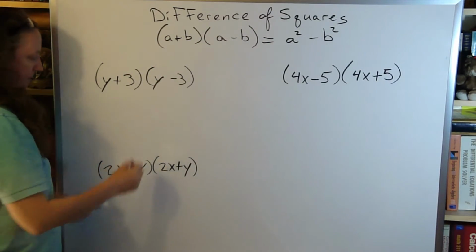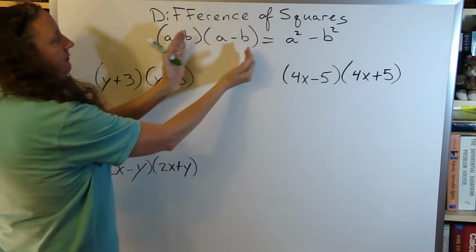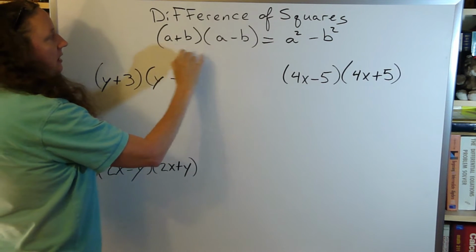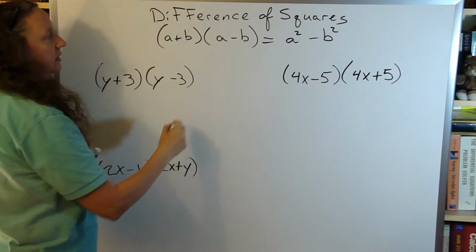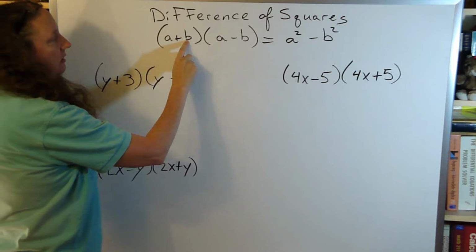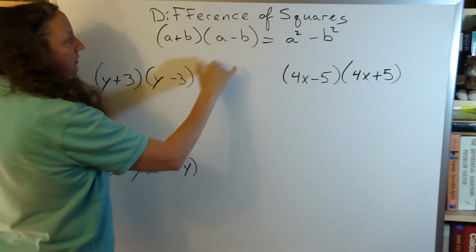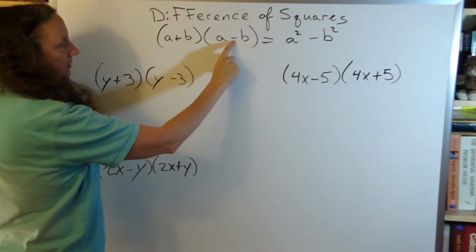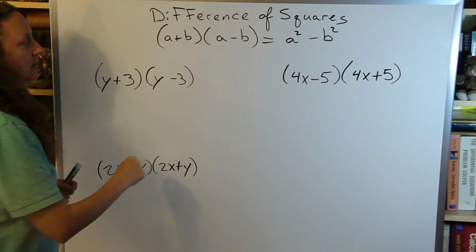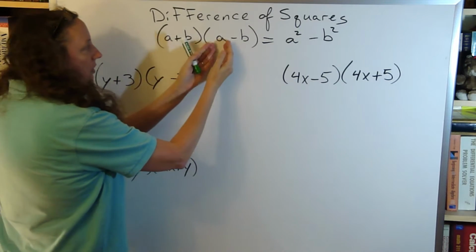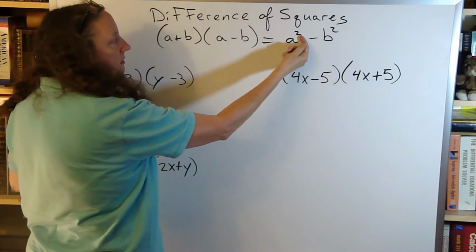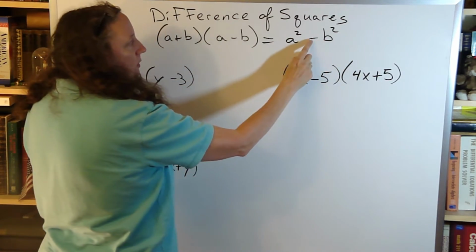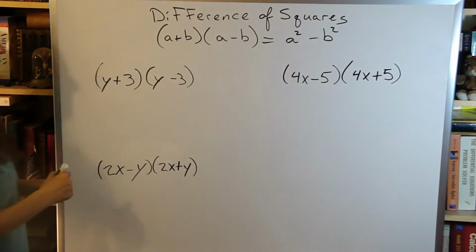Difference of squares. If you have two factors being multiplied together, and the first term in each factor is exactly the same, the second term in the factor is exactly the same, and the only difference is the plus and minus sign, you then have the first term squared and the second term squared with a minus sign in between them.